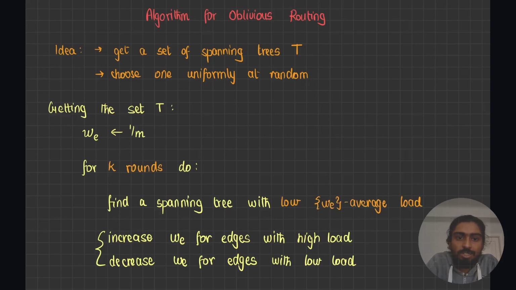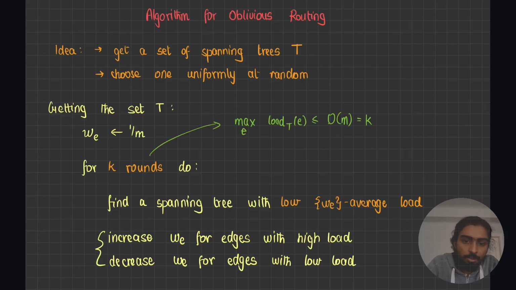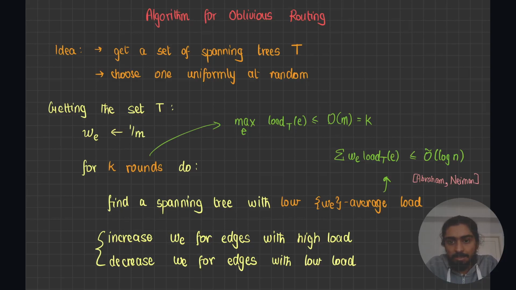And the two parameters of this algorithm are the number of rounds and the average load. The number of rounds is going to depend on how bad a load is for a single spanning tree. In the example we saw, this was about M. So the number of rounds is going to be proportional to M. And we want an average load spanning tree. And it turns out you can do this using average stretch spanning trees.